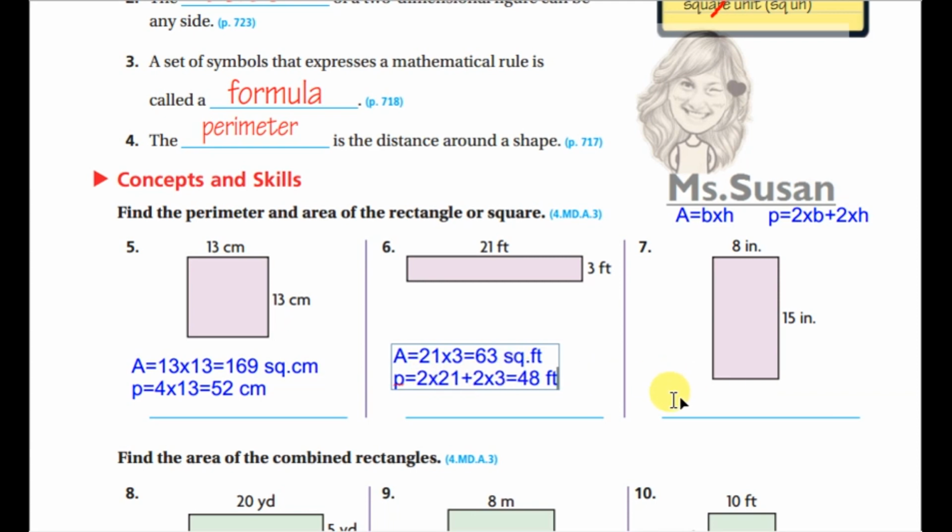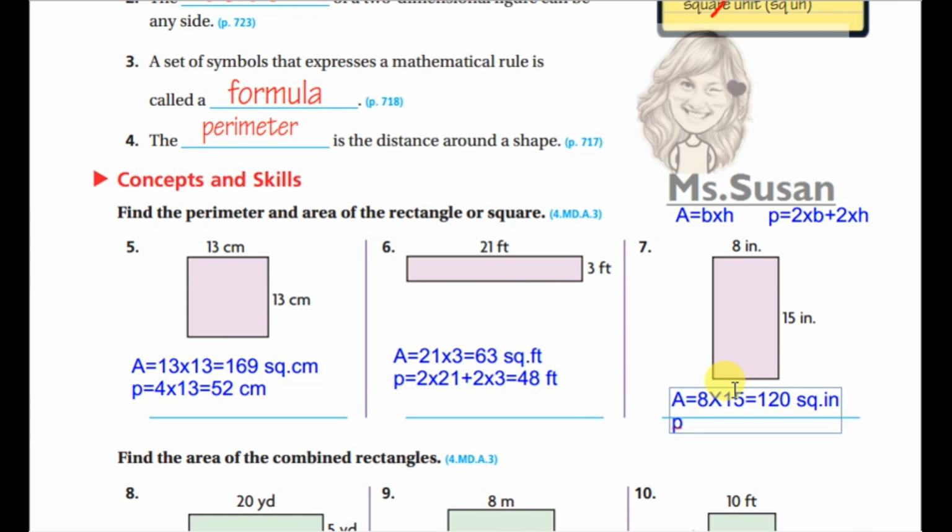Let's see the third rectangle, sorry. Okay, the area again is to multiply the two dimensions together. 8 times 15 equals 120. And what is the unit? It is in square... square what? What is the unit here? Inches. So it will be square inches.